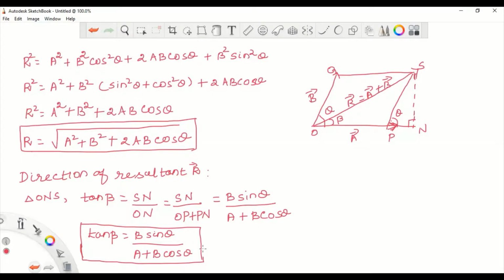So let us start with, if two vectors, that is A vector and B vector, are acting along the same direction, that is when theta is equal to 0, what will happen? And if these two are mutually in the opposite direction, that is theta is equal to 180 degree, and if these two vectors are at right angles to each other, that is theta is equal to 90 degree, what will be the magnitude as well as direction? Let us see all the three special cases now.